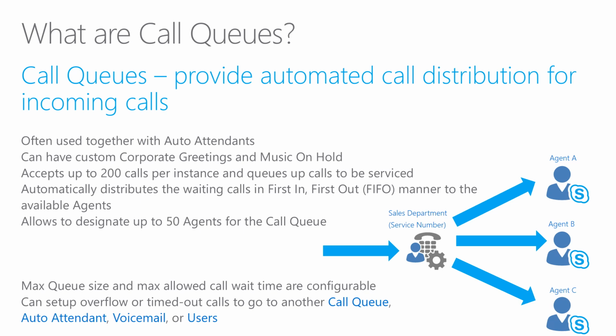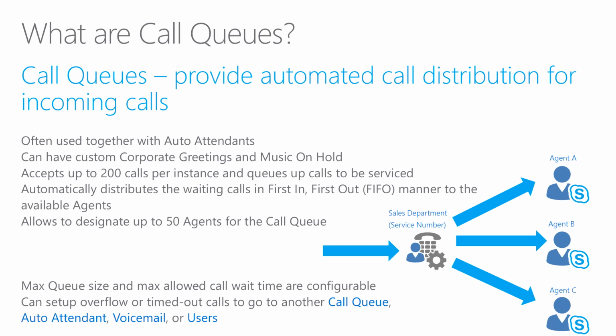So what are call queues? Call queues provide automated call distribution for incoming calls. They're often used together with auto attendants. Basically, you have a main number, a call comes in, and we then distribute the incoming calls over one or more agents. This is helpful, for instance, if you have a large sales department, so everybody gets offered the calls, and your customers are helped as quickly as possible without the interception of a receptionist.